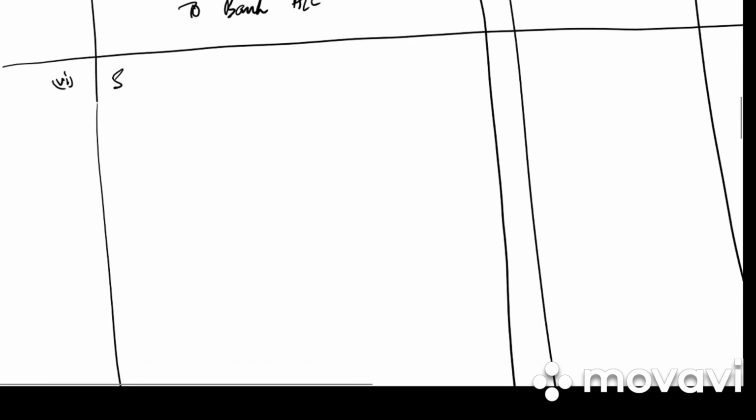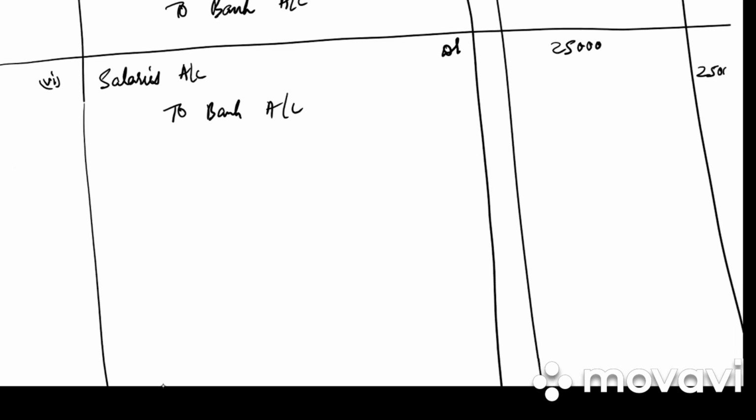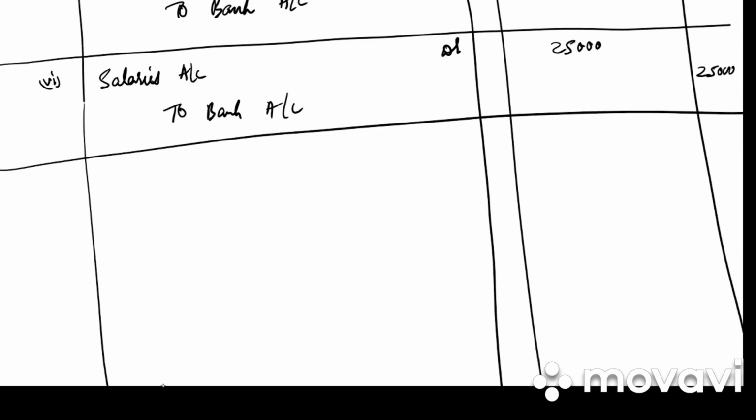Then we have salaries. So in salary also there is no GST. Salaries account debited to bank account. Write the narration. Salaries paid. 25,000 debit, 25,000 credit.